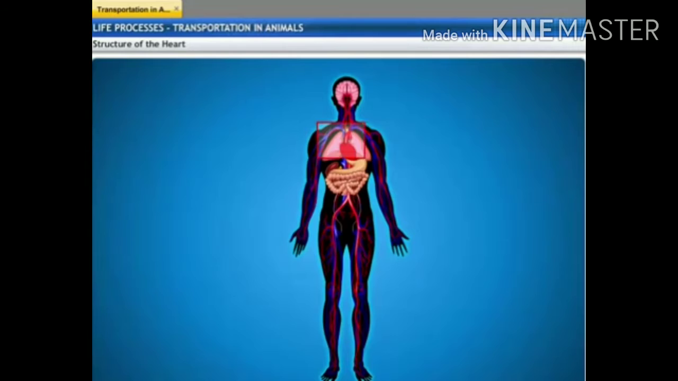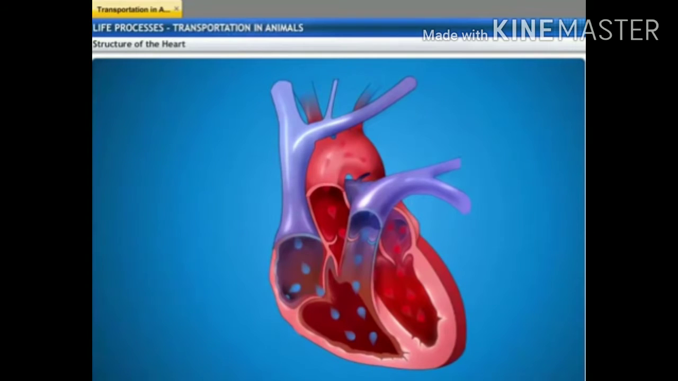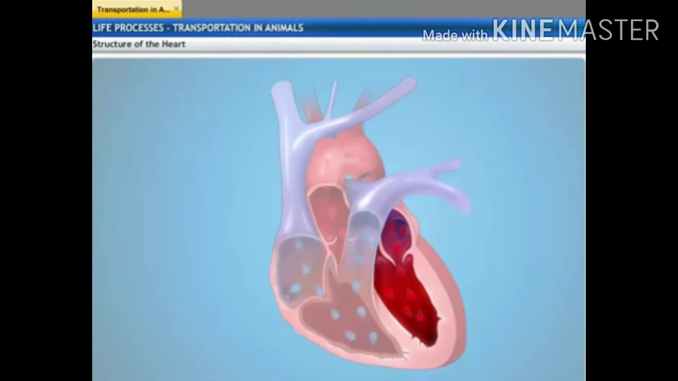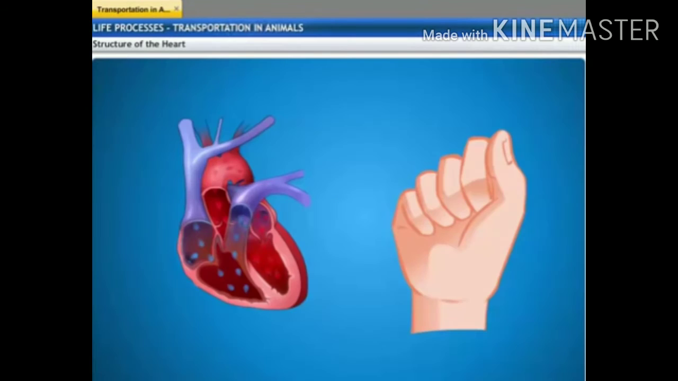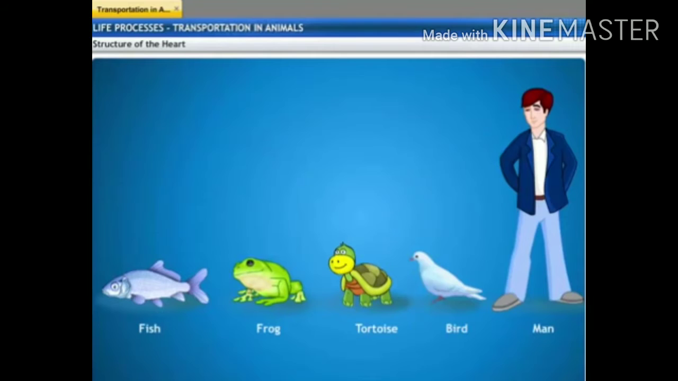Similarly, the heart has specific chambers that prevent oxygenated blood from mixing with deoxygenated blood. The heart is a muscular organ which is about the size of our fist. The structure of the heart is not the same in all animals.